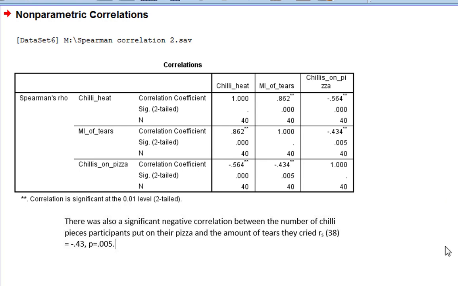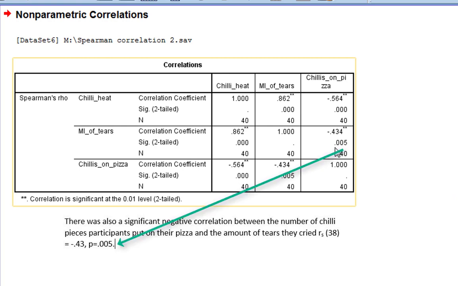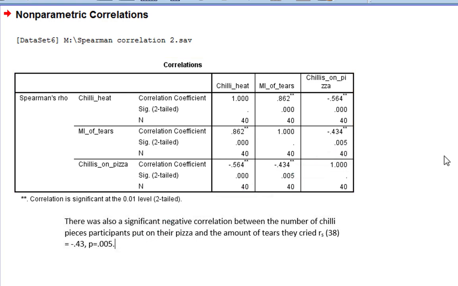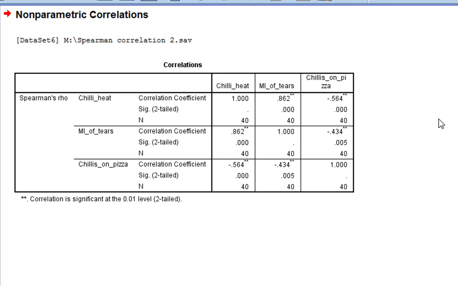And you'll note in this case we give the exact p-value of p equals 0.005. That's because we've got the exact number here. In both these cases we don't have the exact number, so we write p less than 0.001. So hopefully this has given you enough knowledge now to be able to happily run some Spearman's correlations and be able to report them in an APA format.